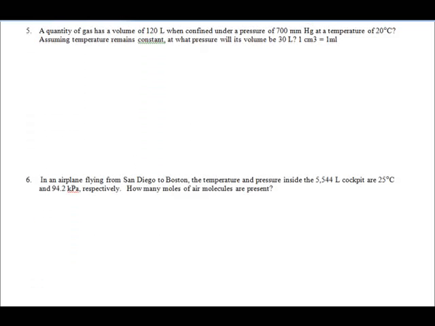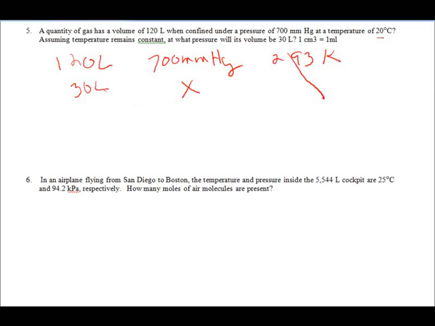Okay, so here we're changing conditions. So this is a PVTN kind of problem. So I got 120 liters, pressure of 700 millimeters of mercury, and a temperature of 20 C, and I'll just go ahead and make that 293 K. Temperature is constant, so this doesn't change. At what pressure will its volume be 30 liters? This is a pretty simple problem. I don't really even need this conversion, right?